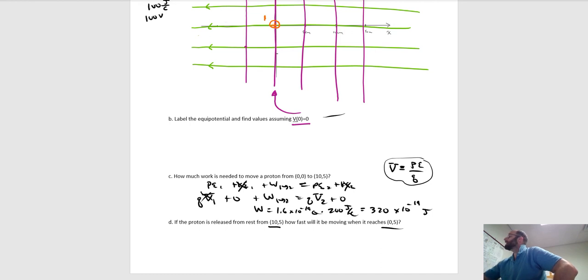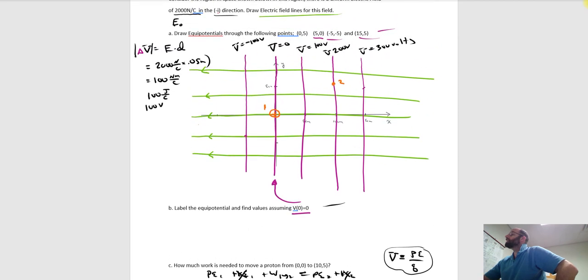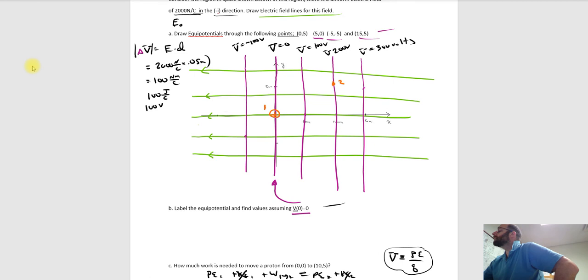0.5? So now we're talking about our proton leaving from here. I'm going to leave that label as position 2. Now remember, the field is to the left. So this proton would accelerate to the left.